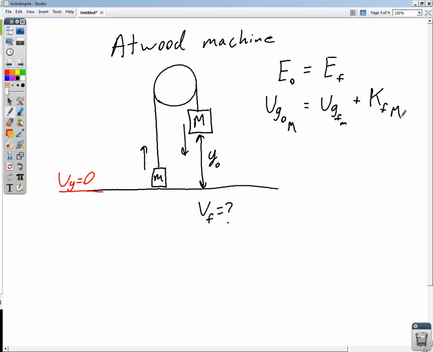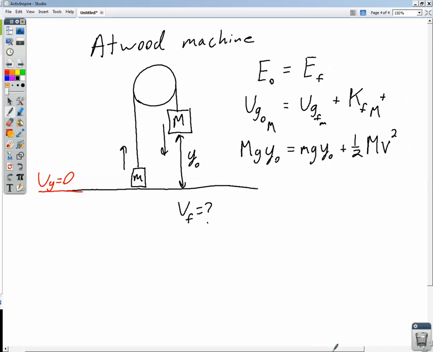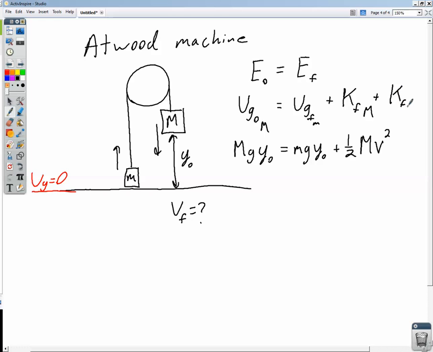So filling in what we've got here, the initial gravitational potential of big M is big M g times his height above the reference level. And the final gravitational potential of little m is going to be little m g times his height above the reference level. If big M falls by y naught, little m is going to go up by y naught. And finally, we're going to have the kinetic energy of, oh, I messed up. It's not just big M that has kinetic energy. It's both big M and little m. So let's add that in up here. We've got the kinetic energy of little m.